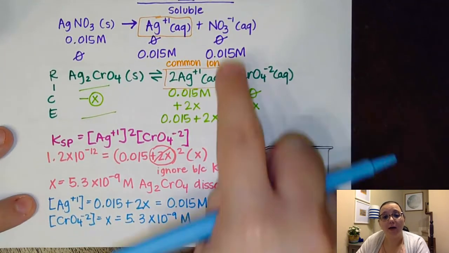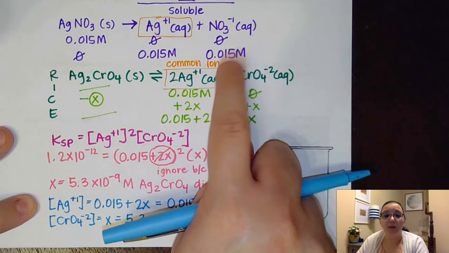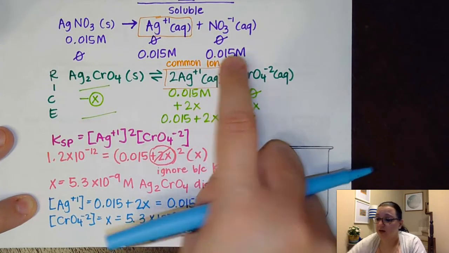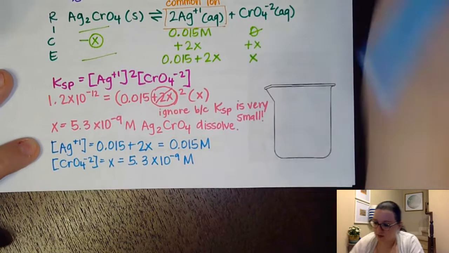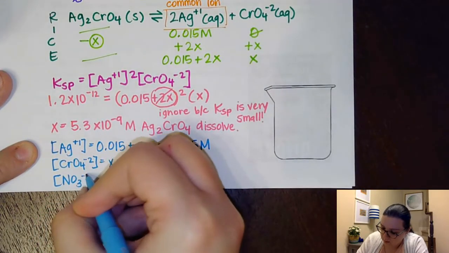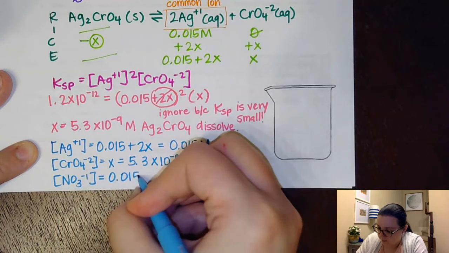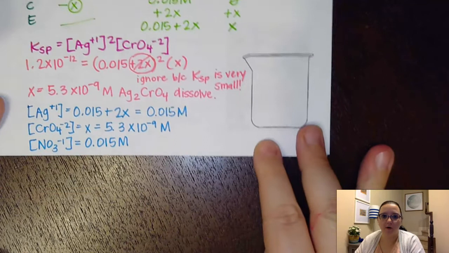Don't forget that back up here, we also dissociated AgNO3, meaning we also produced nitrate. Now we've already solved nitrate's concentration. It would be equal to that same 0.015 molarity. All right, so now let's talk about a particle diagram.